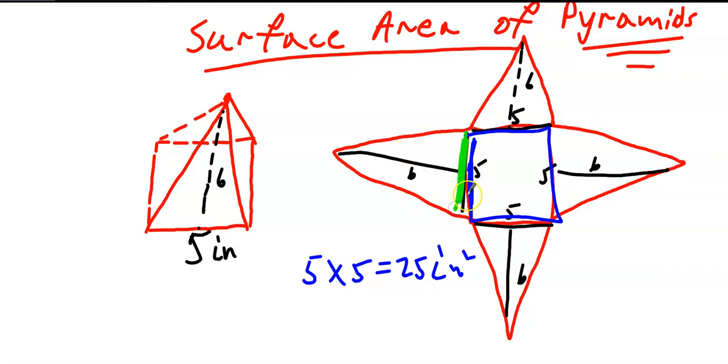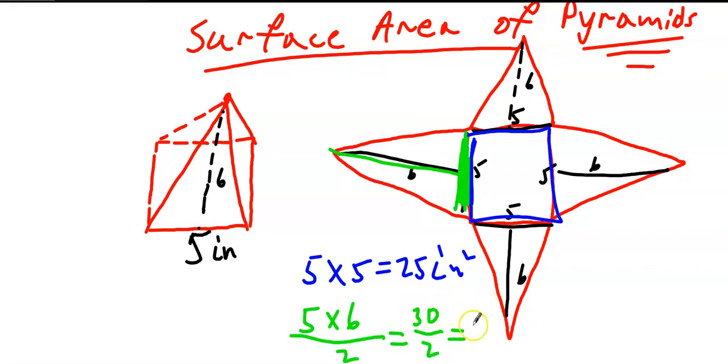Now we would do the triangle. So let's do this one. The base is 5 and the height is 6. You would do 5 by 6. But remember that the area of any triangle, you have to multiply the base by the height, but then take the whole thing and divide it by 2. So after you get the answer 5 times 6 is 30, you divide that by 2, and the triangle area becomes 15 square inches.